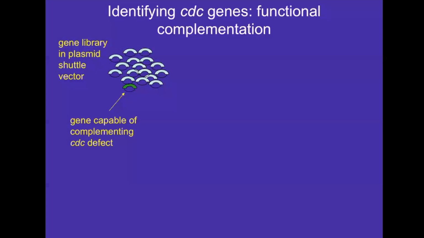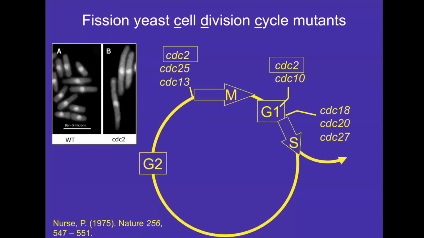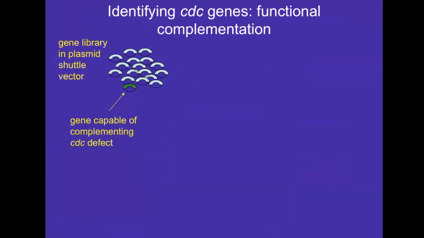But for the time being, Nurse had just a collection of yeast mutants. So how do you go from yeast mutants to identifying the genes that are defective in those mutants? Well, these days we just sequence the entire genome, but that simply wasn't possible in the 1970s when this work began. And so it was necessary to do something a little bit more clever, and that's called functional complementation.